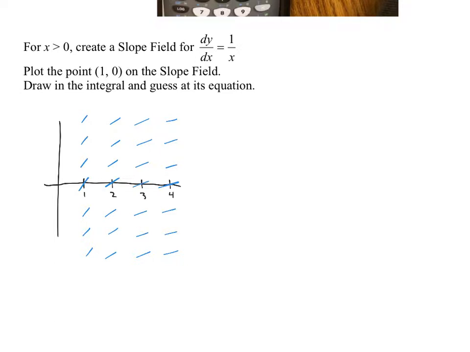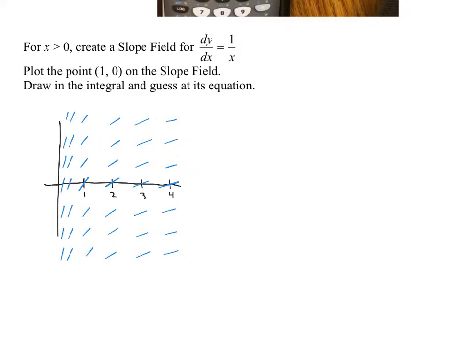Now, what if x was a half? 1 over a half, it would get bigger. It'd be 2. So it's getting steeper like this. And if we were at 1/3, the slope would be 3. So what do you notice is going to happen as we get closer to 0? The slope approaches undefined. It's approaching being vertical.